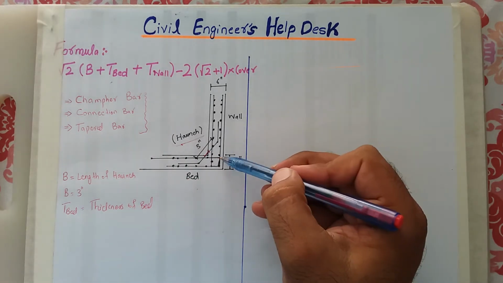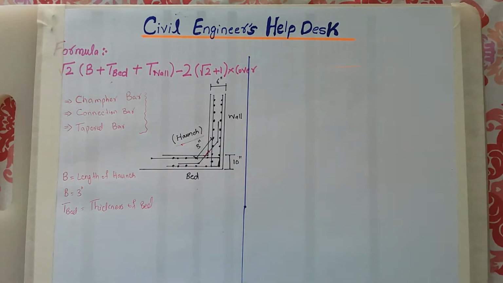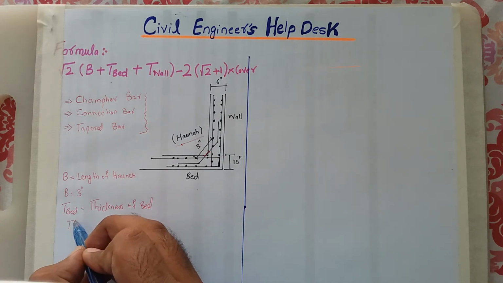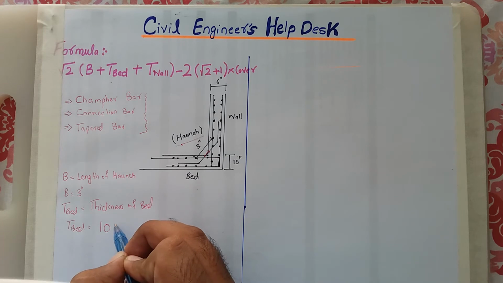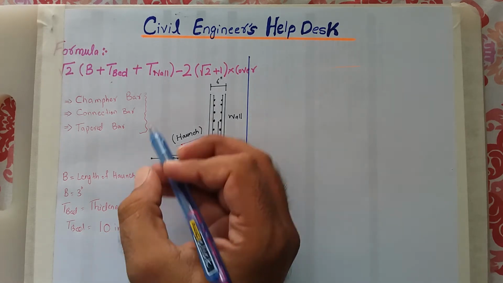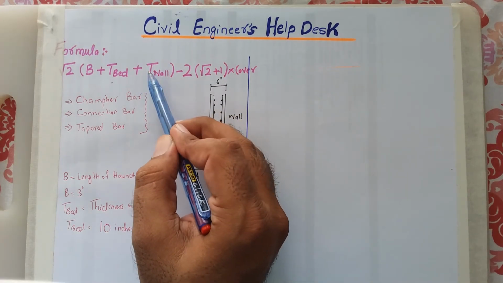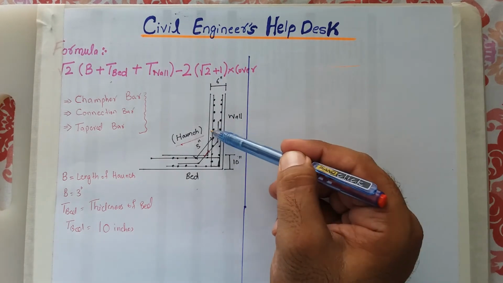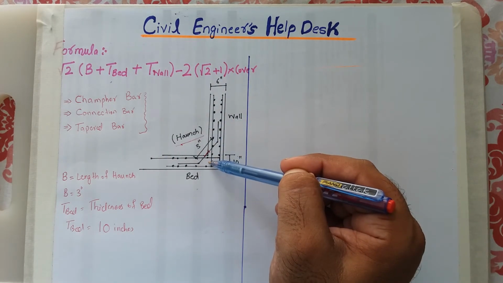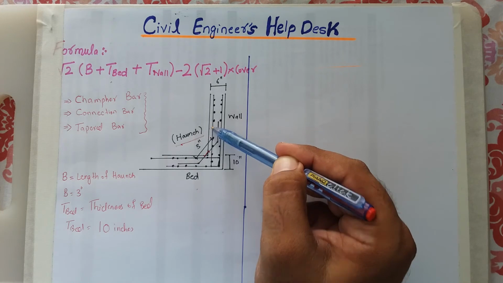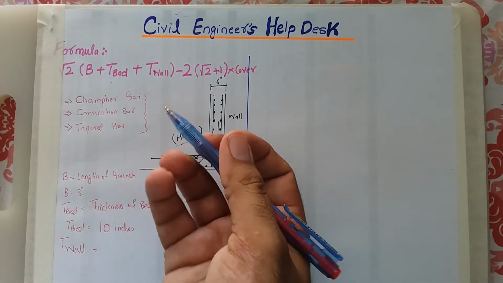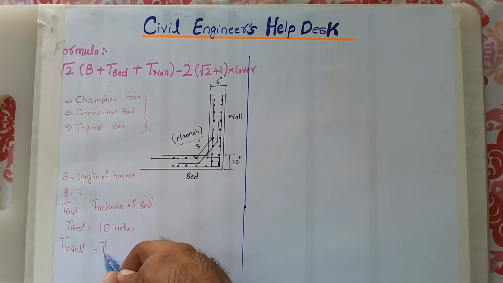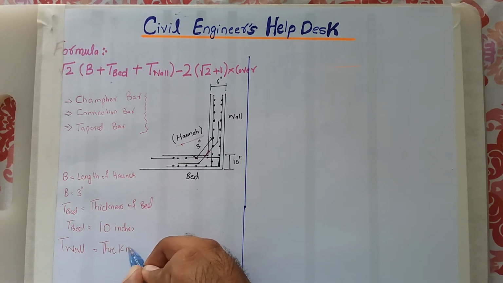Viewers, in our diagram this is the bed and the thickness of the bed is given as 10 inches. So T bed is 10 inches, plus T wall. T wall means thickness of wall. This is the wall associated with this bed, so the thickness of this wall is required. Short terms are used in this formula, so I am writing the full forms.